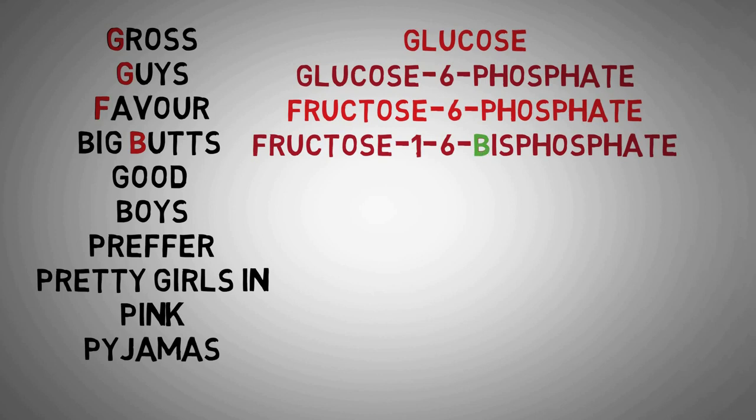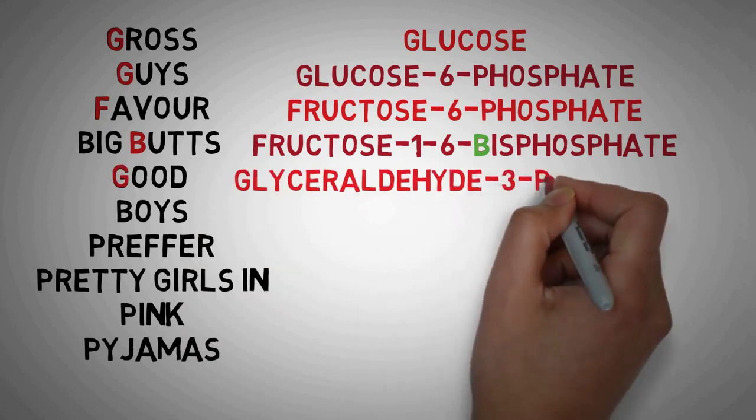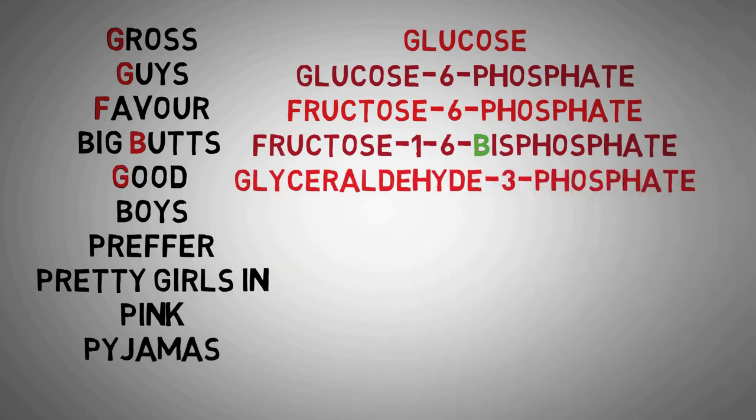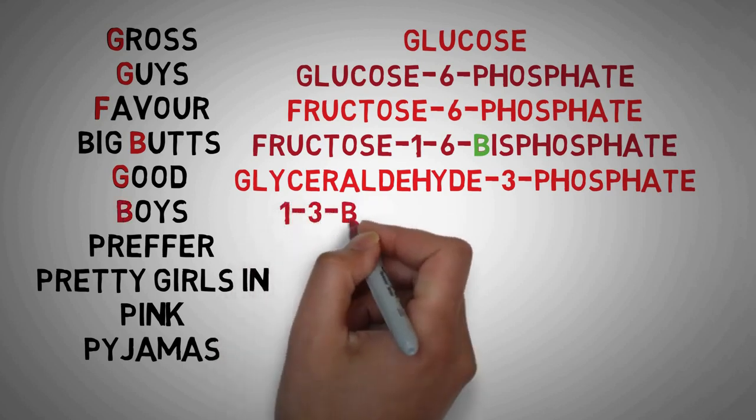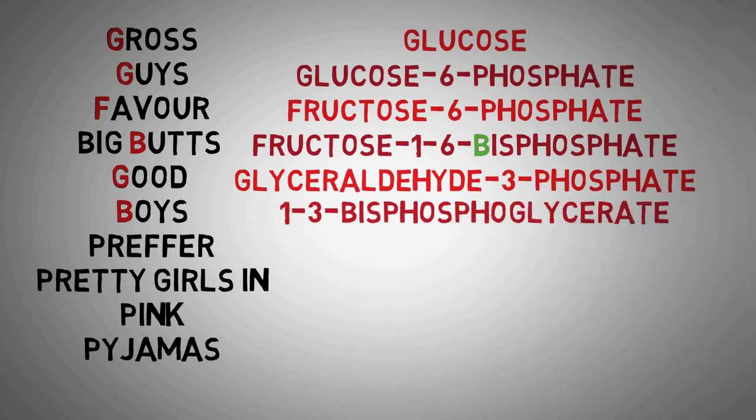Next 2 words we have in the mnemonic are good boys. The G in good stands for glyceraldehyde 3-phosphate, which is produced when fructose 1,6-bisphosphate is split into 2 molecules. One is glyceraldehyde 3-phosphate and the second one is dihydroxyacetone phosphate. Only the glyceraldehyde 3-phosphate can move forward with the pathway of glycolysis and not the dihydroxyacetone phosphate. This is why only glyceraldehyde 3-phosphate is included in the mnemonic. The next word is boys, which stands for bisphosphoglycerate, more particularly 1,3-bisphosphoglycerate.